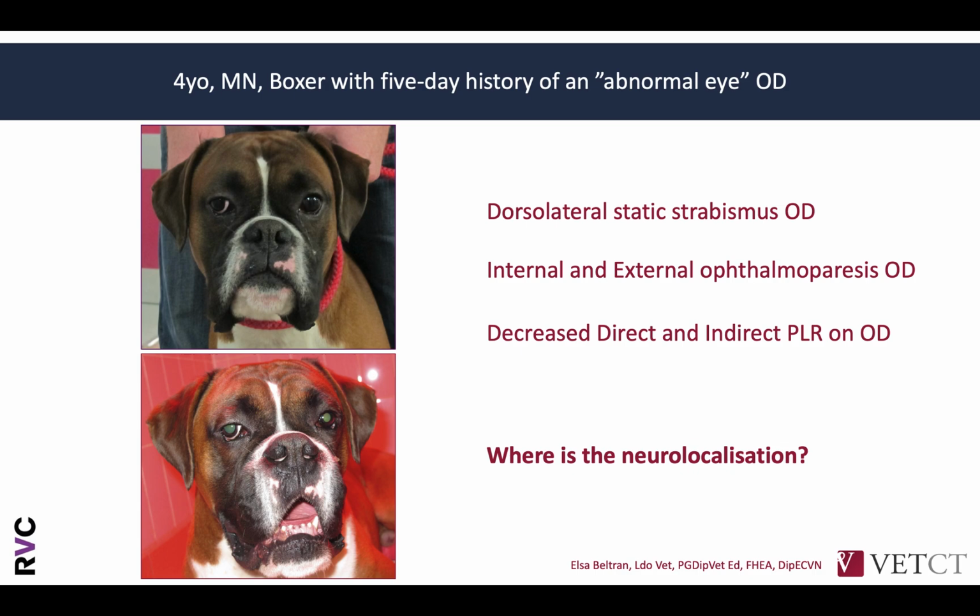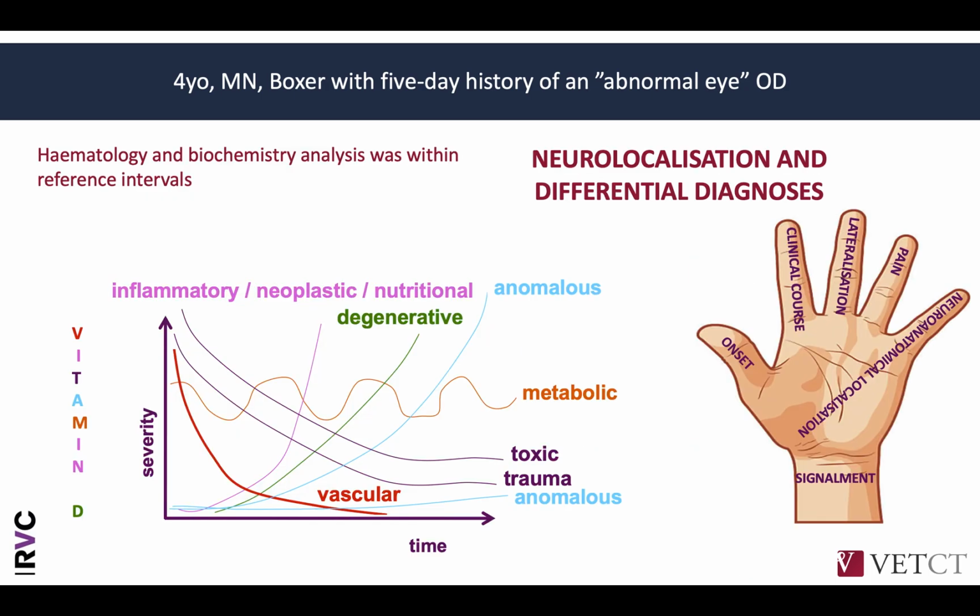So with this anisocoria, with the abnormal pupil being dilated and not responding to the light stimulus on the right eye, and this abnormal position of the eyeball relative to the orbit, so we have this dorsolateral static strabismus. Think about the neurolocalization, but we also have to think about a list of differentials. Based on the clinical reasoning, we have a 4-year-old male neutered boxer with acute, not really progressive as the owner reported, lateralized, non-painful signs, and where is your neurolocalization?